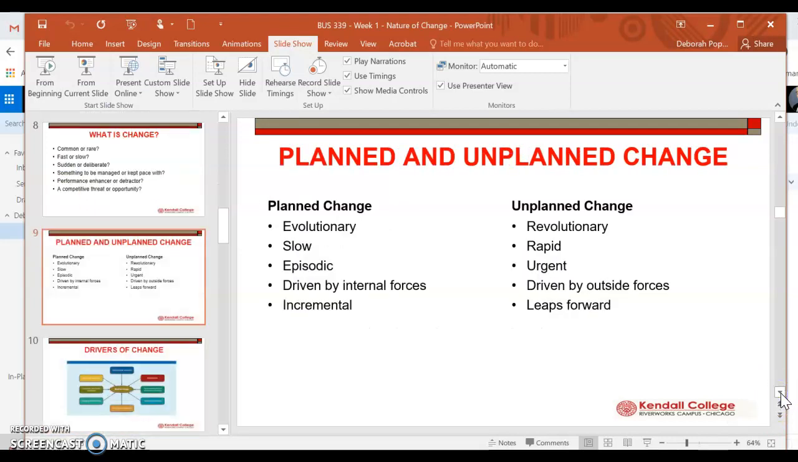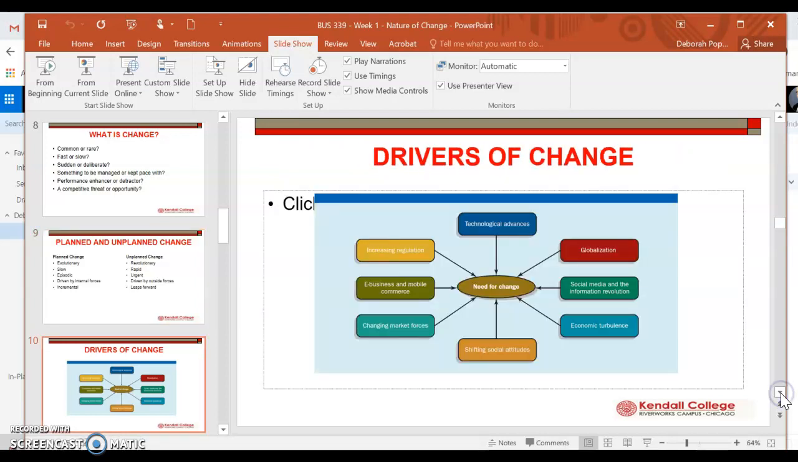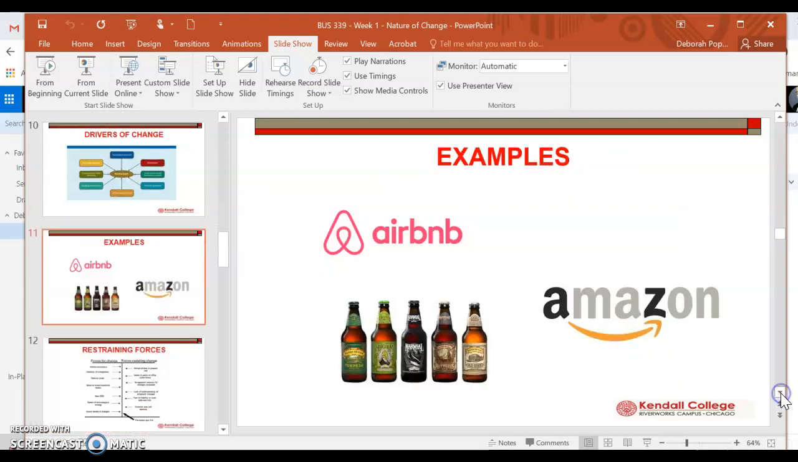So there's two types of change, planned and unplanned change. Planned change is slow evolution, driven by internal forces, incremental, meaning little pieces at a time. Unplanned change is often revolutionary, rapid, and urgent, and driven by outside forces such as new technology, government regulation, social attitudes, economic turbulence, globalization, and obviously in our current situation, it could even be medical.